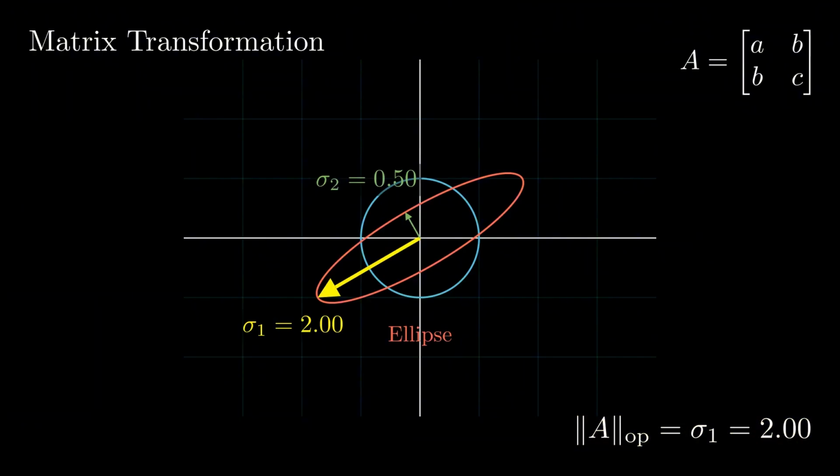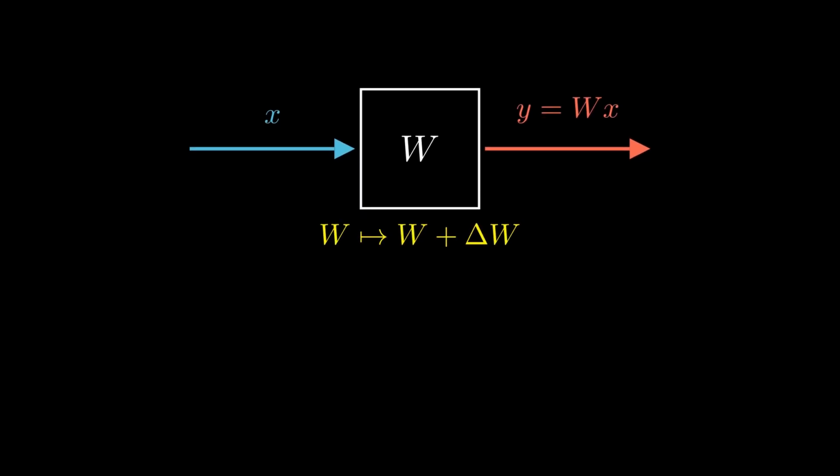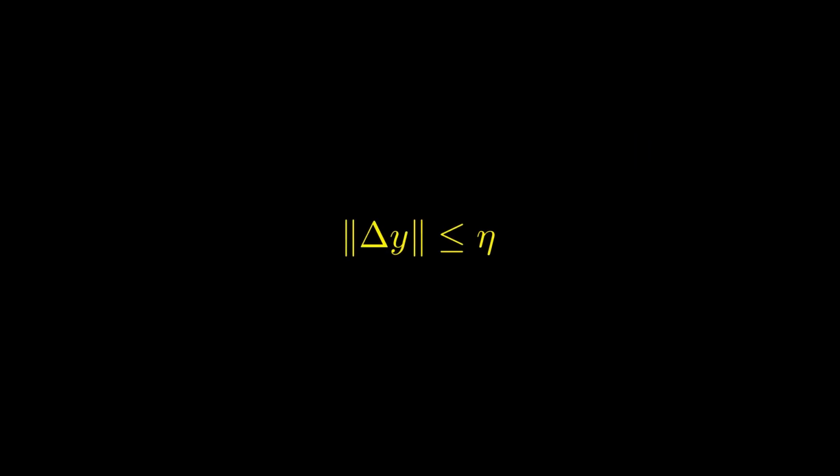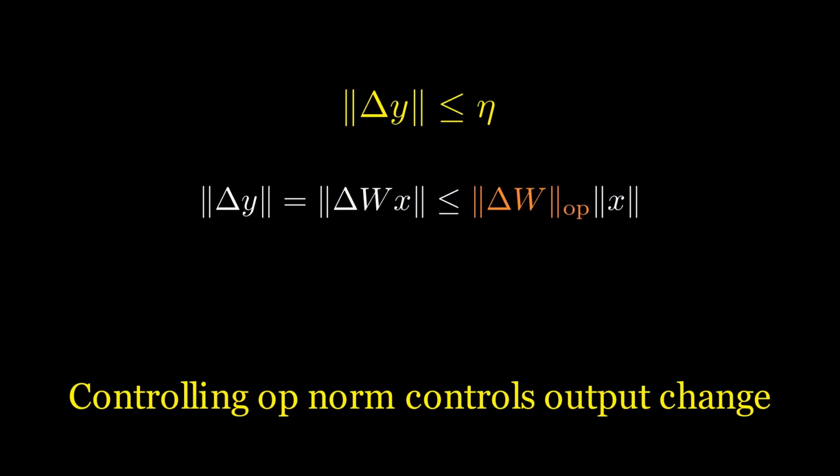Now, let's see how we do gradient descent on matrices. Consider a single linear layer. For fixed input x and weight matrix W, the layer output is y equals Wx. During optimization, we update W to W plus some increment delta W. Since the map is linear in W, the induced change in output is exactly delta y equals delta W times x. Now impose a trust region constraint directly on the outputs. Using the operator norm induced by the chosen vector norm, we can upper bound the output change, so if we can assume the input norm is bounded, then controlling the operator norm controls the output norm automatically.